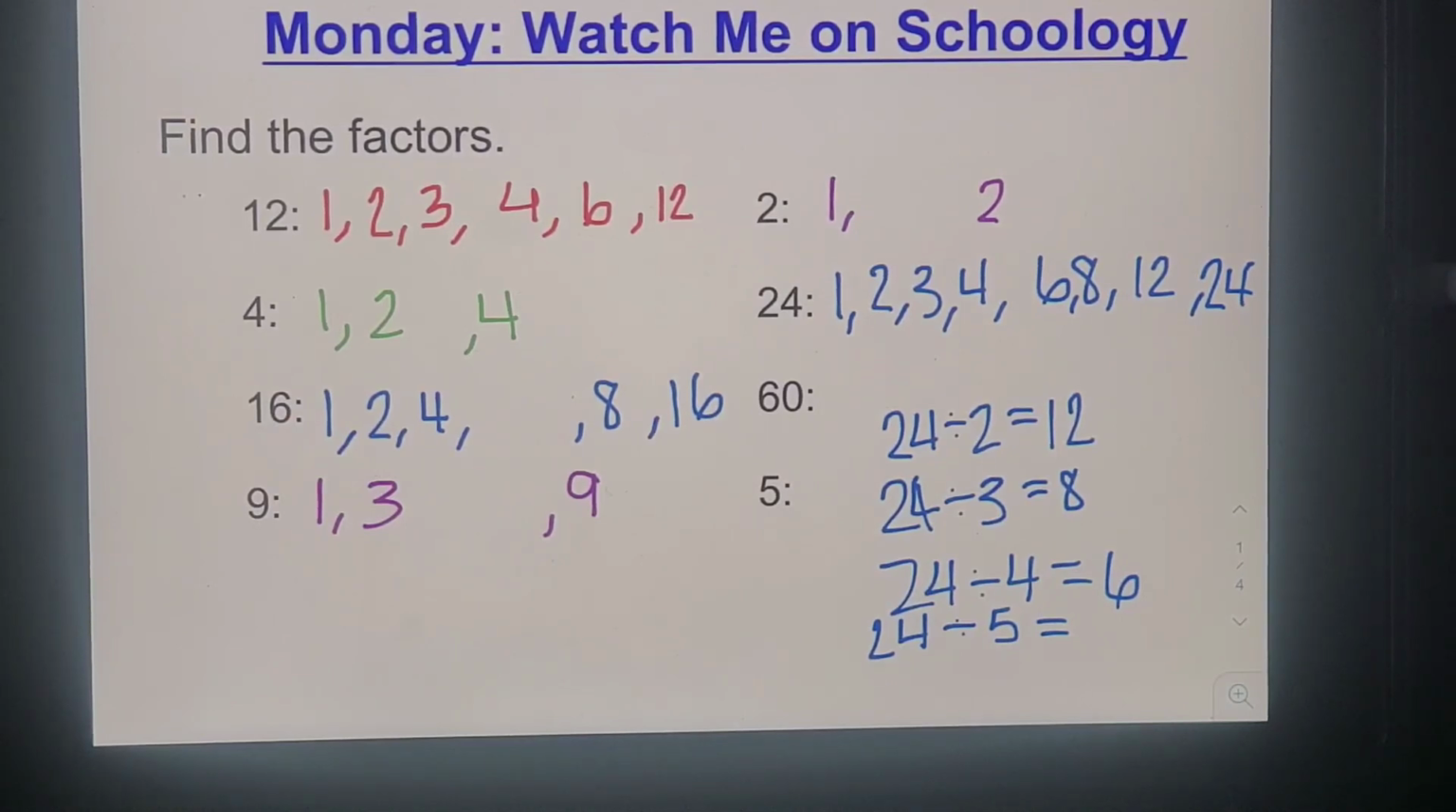Then we can try 24 divided by 5. So put that in your calculator. We get 4.8. So that one is not good. Next, we would try 24 divided by 6, which equals 4. So that one's good. So let's look. We have 4 and we have 6. So that means we are finished.